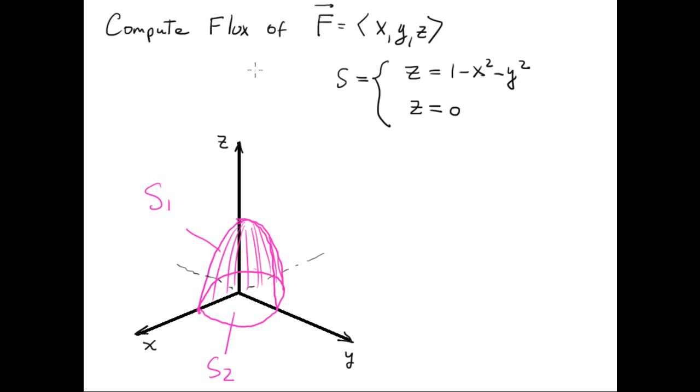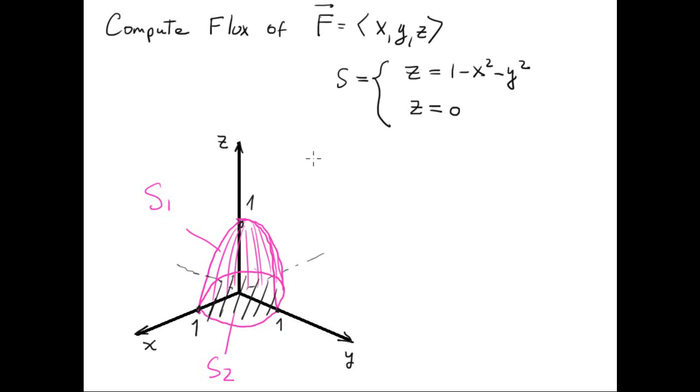Okay, now compute the total flux of this vector field on this surface. The surface is formed by two pieces. The first piece is a paraboloid, up and down, and the second piece is the bottom part, which is a disc. It's a disc of radius one, no? Because this is one and one, the intersecting one.